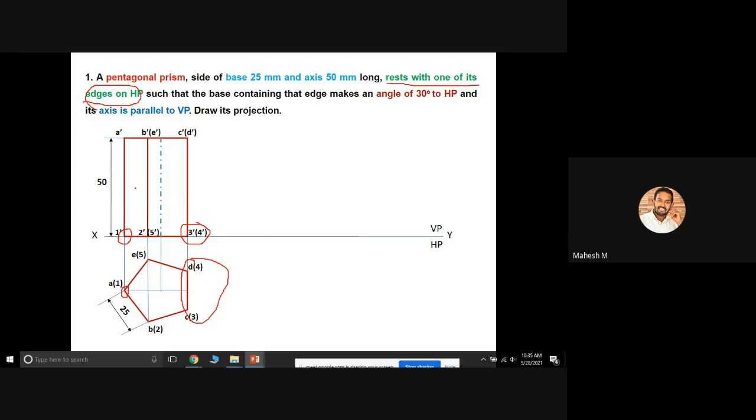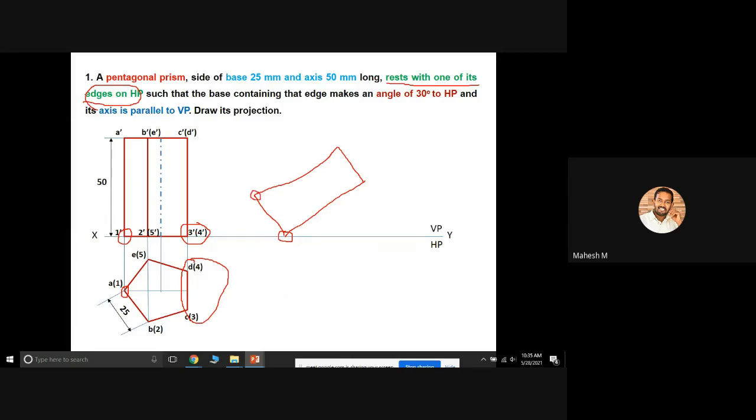Edges on the HP. அப்போ இந்த எட்ஜுக்கு நேரா வர்ற கார்னர் தான் என்ன பண்ணிருக்கணும்? ரெஃபரன்ஸ் லைன்ல டச் பண்ணி டிரா பண்ணணும். Like this. Okay. இந்த எட்ஜுக்கு நேரா வர கார்னர் தான் இங்க டச் ஆயிருக்கணும். This corner should not touch the reference line.